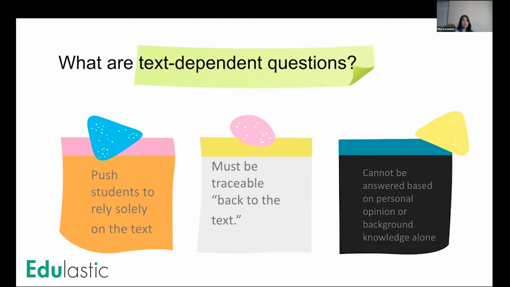But with the way Edulastic has built their platform for text-dependent based tests, I'm going to show you later on how it is helping my students. Because I want to tell you that although some of the kids do not read on grade level, it doesn't mean that they cannot think on grade level. So all of the questions must be traceable back to the text. And also, text-dependent questions cannot be answered based on personal opinion or background knowledge alone. That's the reason why how Edulastic has built the text-dependent questions side by side, the passage and then the questions, really helps my students. Next, please.